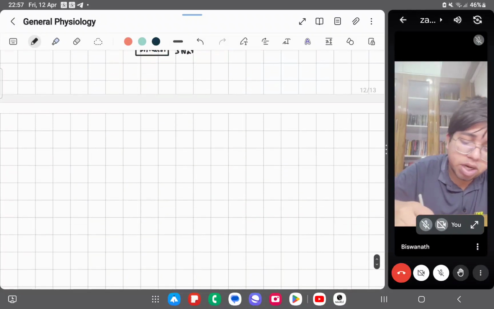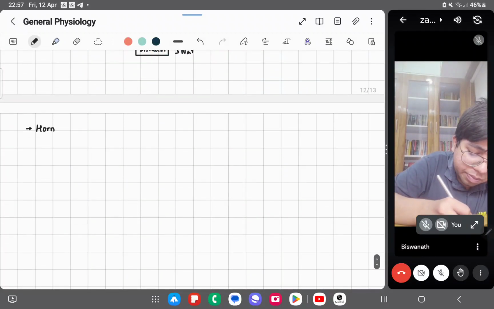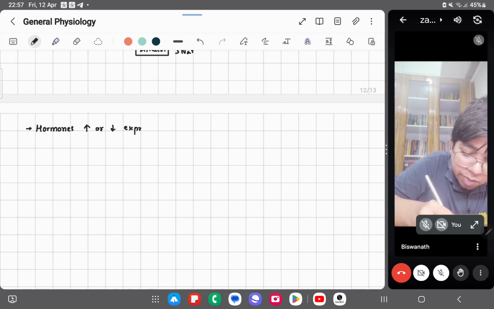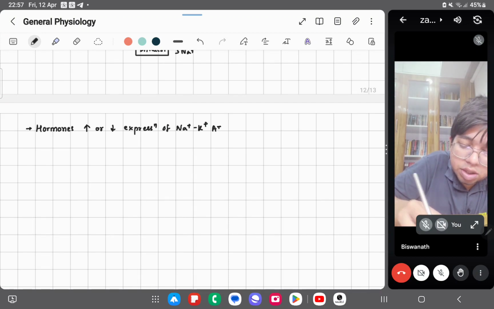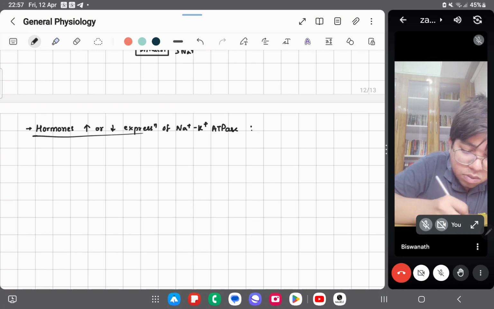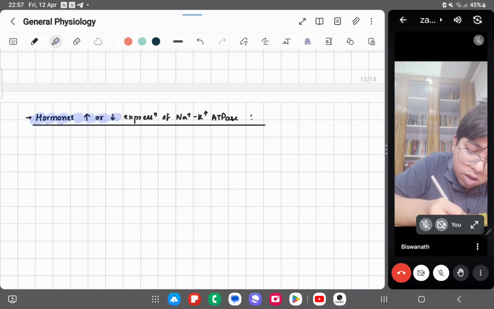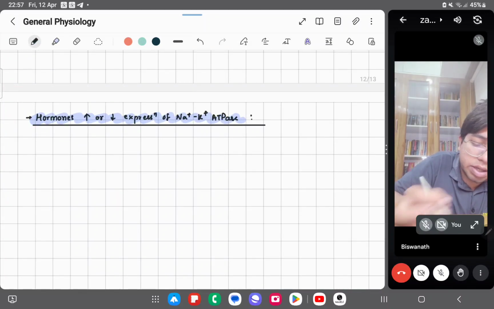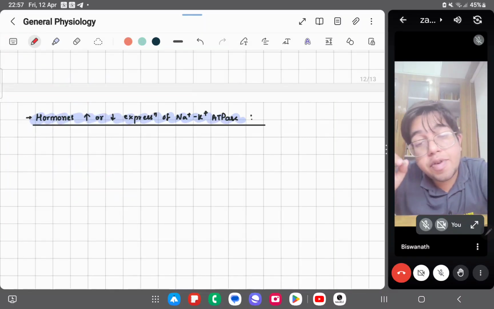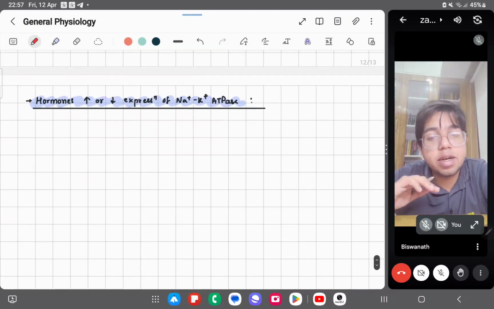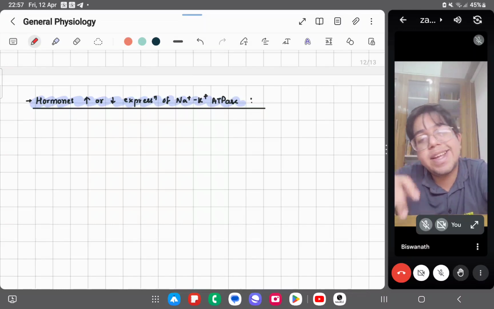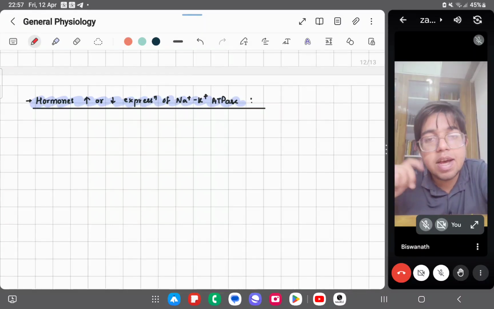This part is important. So hormones increase or decrease the expression of sodium potassium ATPase also. What are the hormones? Let me state for you. First one is the thyroid hormone, the thyroxine. The thyroid hormone will increase the number but not the activity of sodium potassium ATPase.